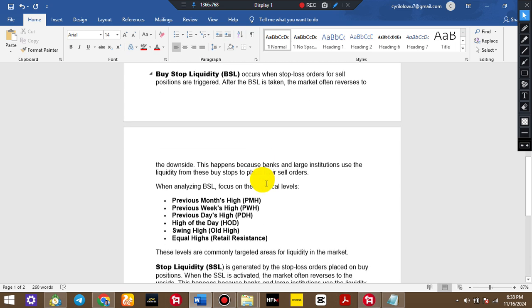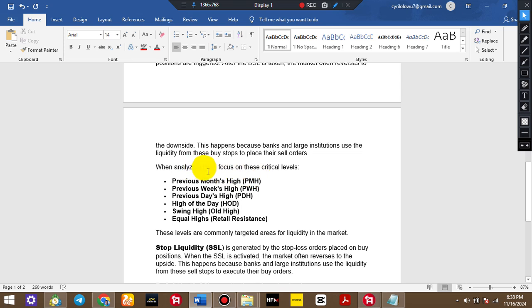Now we proceed to analyzing buy stop liquidity. Focus on these critical levels, where you can hope to see them taking action. If you want to sell, before you sell, there's a possibility that these people might put liquidity in areas like this. So these are the areas you pay more attention to, so you know when the liquidity is off before you take your own entry. Is that clear? Before you decide to join the move.